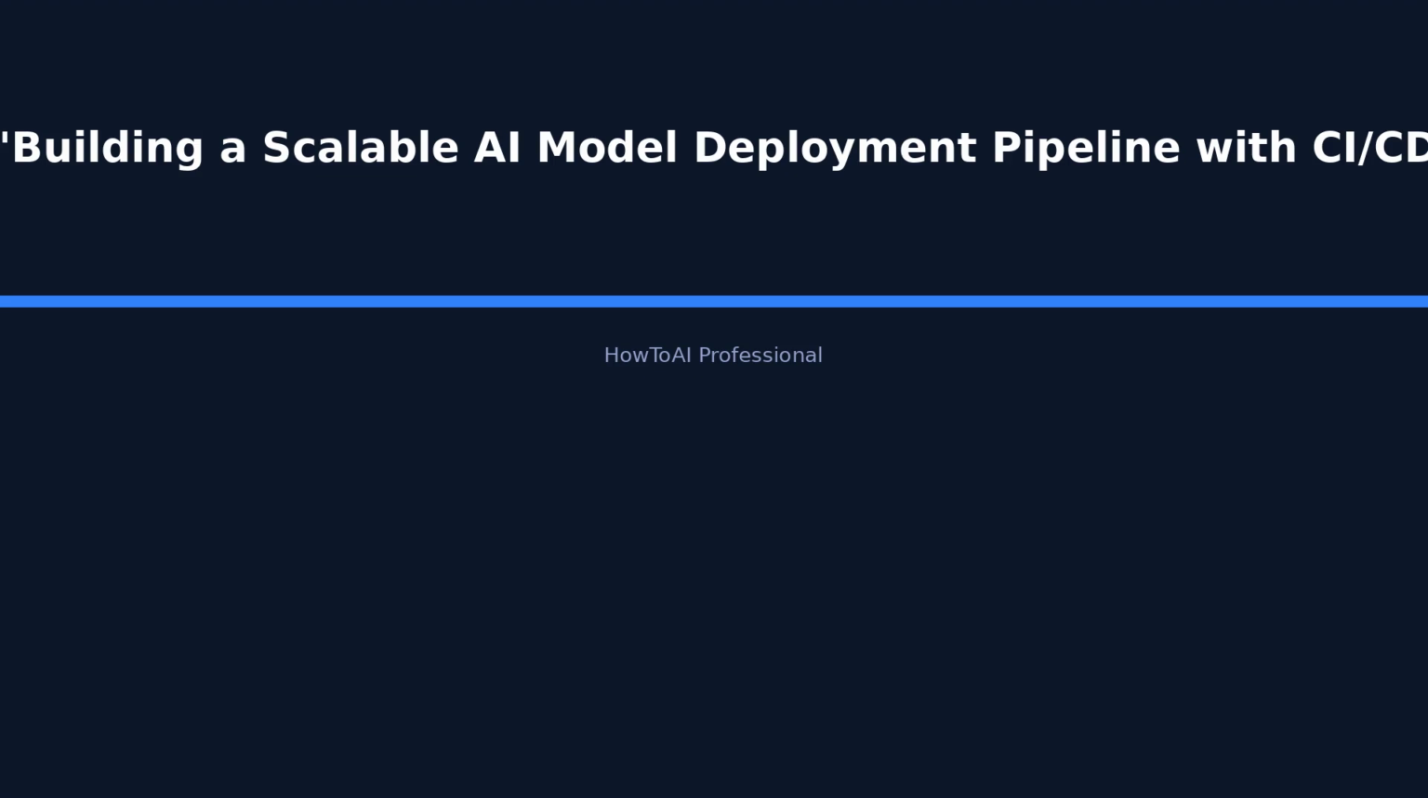Conclusion. As we wrap up this discussion on building a scalable AI model deployment pipeline with CI/CD automation, I hope you now have a clear understanding of the components involved and the strategies you can employ. By adopting CI/CD practices in your AI projects, you can achieve faster deployment cycles, enhanced collaboration, and ultimately, a more robust product.